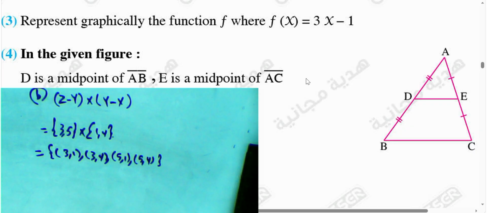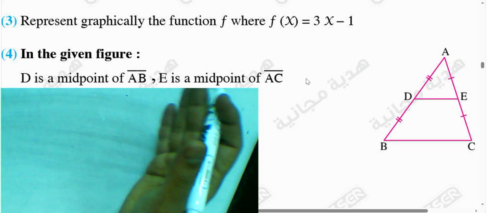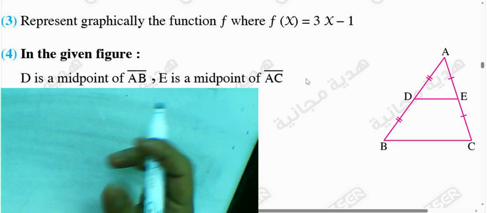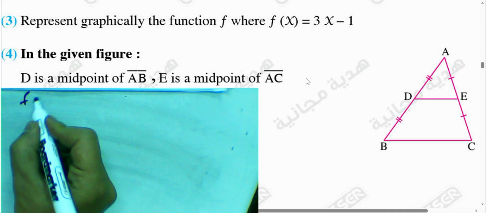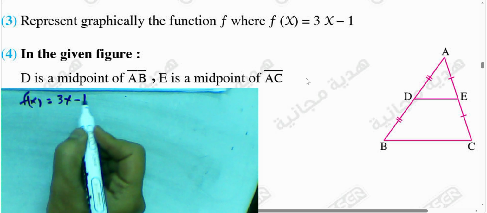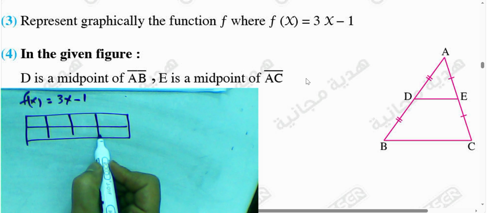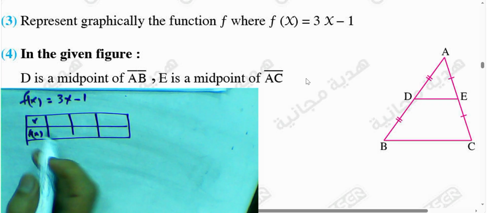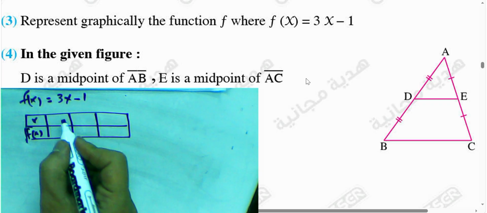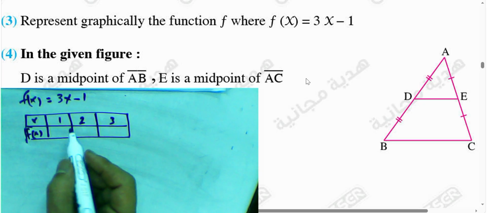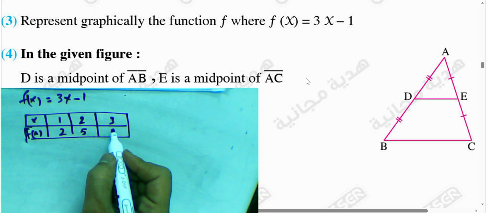Okay. Next question, graph the function f of x equals 3x minus 1. You can draw the function by any table or any numbers because the straight line has infinite points. Okay. We have f of x equals 3x minus 1. We can draw the table like this. We have x and f of x. Put 1, 2, and 3. 1 times 3 is 3, 3 minus 1 equals 2. Put 2. 2 times 3 is 6, 6 minus 1 equals 5. Put 3. 3 times 3 is 9, 9 minus 1 equals 8.